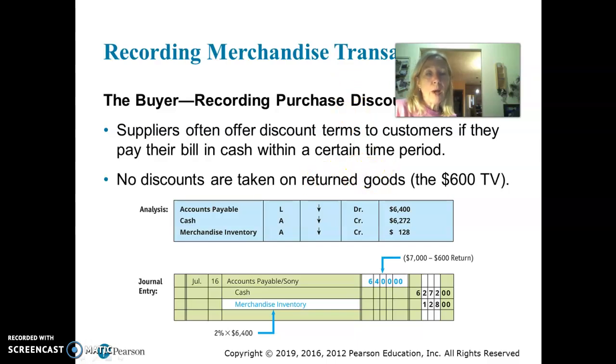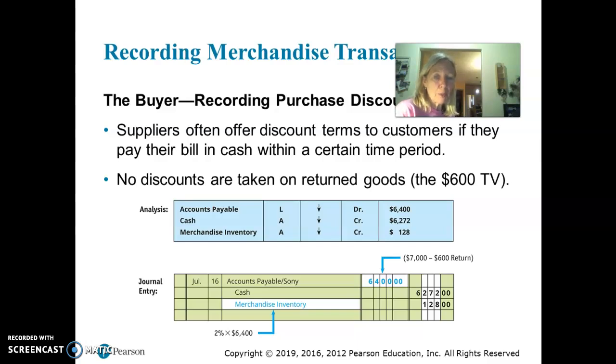So what happens is this is going back to that 2/10 and 30. A company like Sony wants their money. And the way they encourage the Walmarts of the world to pay sooner is to give them a discount if they pay early. And paying early means before the 30 days. So we have a 2% discount on our bill of $7,000. But we have one TV we had to return, so we don't have $7,000 worth of merchandise anymore. We have $6,400.